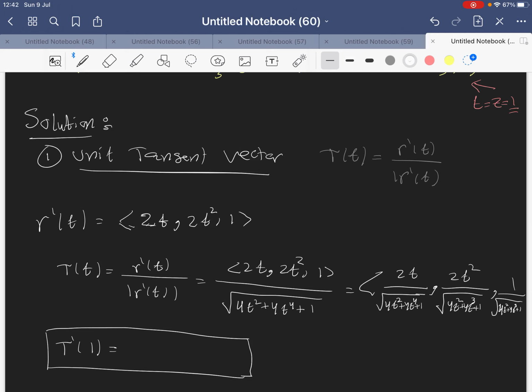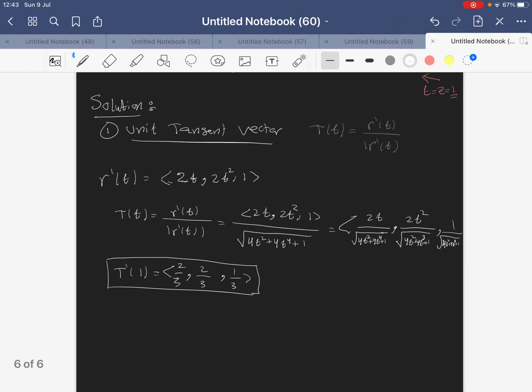If we substitute 1, we will get the following. In the denominator, this will be 4 plus 4 plus 1, which is 9. So we take the square root of 9, so 3 would be in the denominator for each one of these. If we substitute 1 in the top, this would be 2, 2, 1. Oh, I'm sorry, it's the square root of 9, so this would be 3, 3, 3. So 2 over 3, 2 over 3, and 1 over 3. And that's the unit tangent vector.